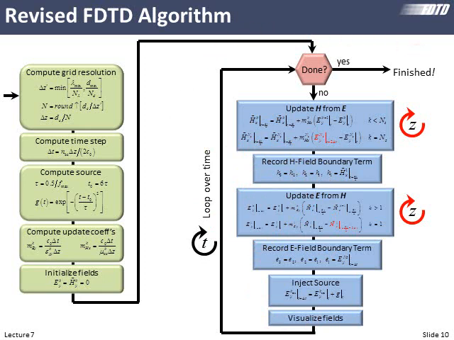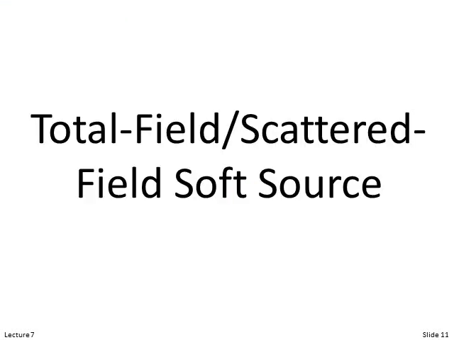So that's where we are. Now we're going to add to it in this lecture. And the first topic is this total field scattered field source. This is a one-way source.